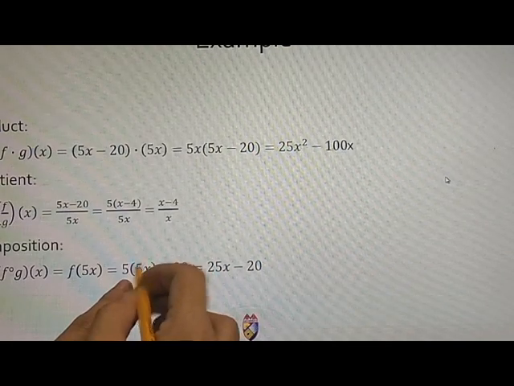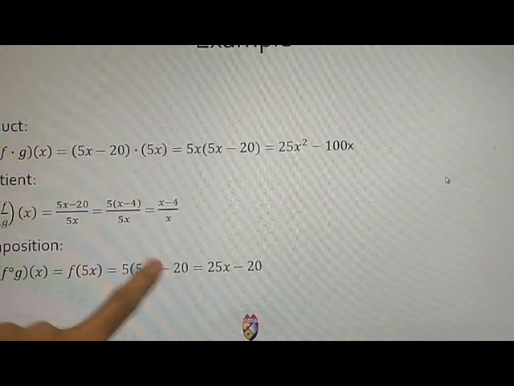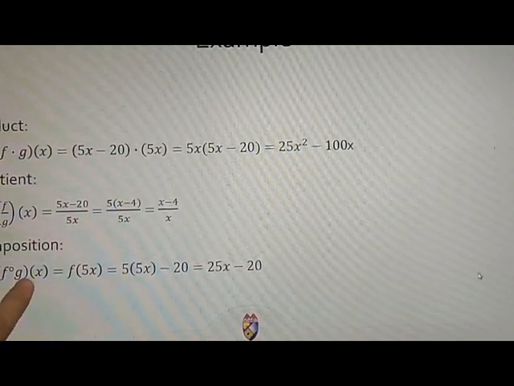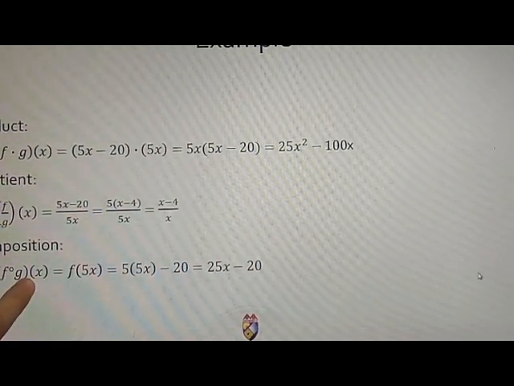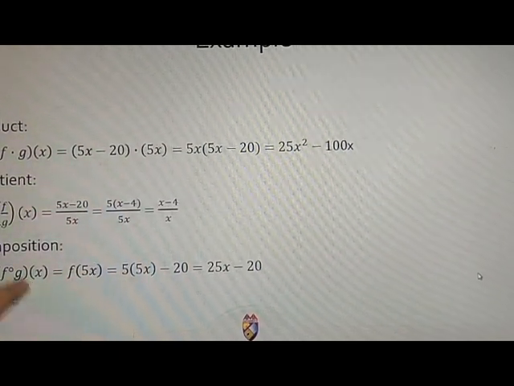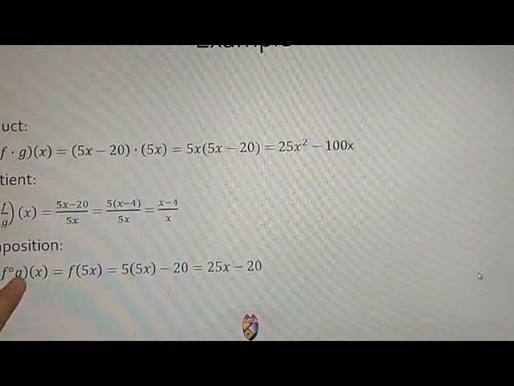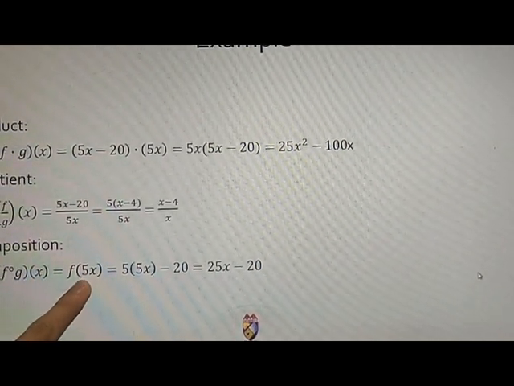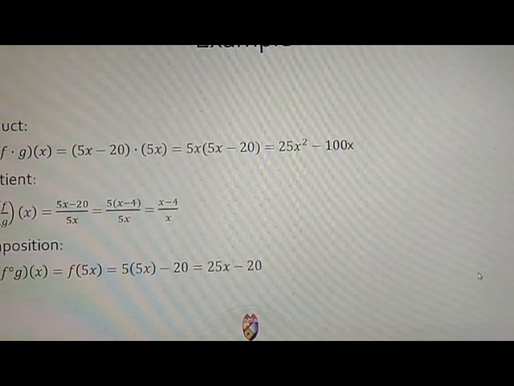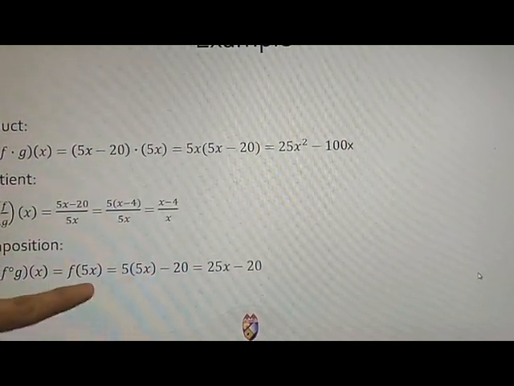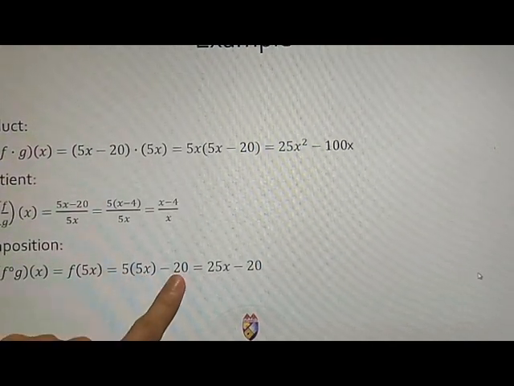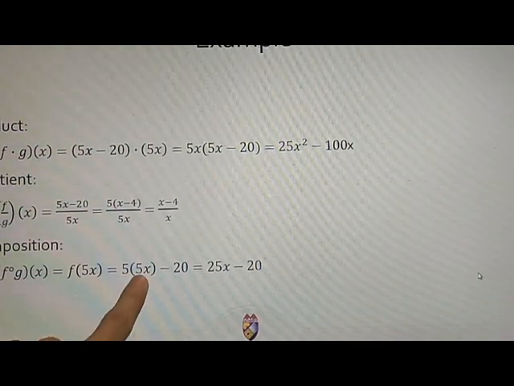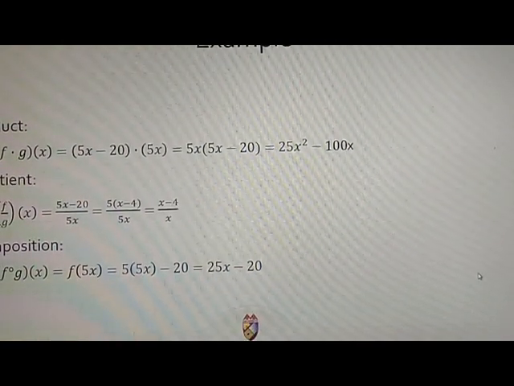So, x dapat to. Pinalitan natin ng 5x, which is the value of g of x. Okay? So, ganun sa composition. Hanapin mo muna yung value ng g of x. Then, yun yung gagamitin mong function or independent variable, and then substitute doon sa value ng x. Okay? So, we have 5 times 5x minus 20. So, that is equal to 25x minus 100. So that is composition.